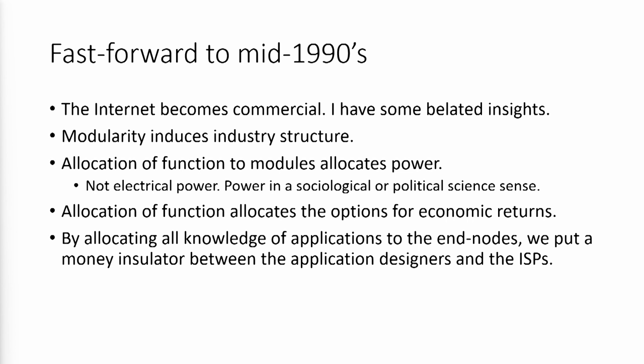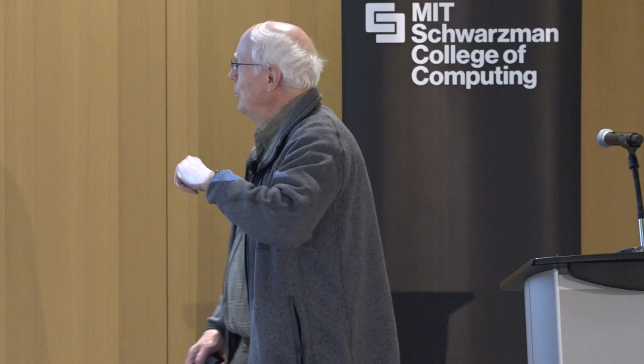Furthermore, allocation of function allocates the option for economic returns. In an ecosystem that's being built by the private sector, every element must be able to make money. If, because of the modularity, you've created something where one of the players can't make money, then the thing doesn't get off the ground. So allocating knowledge of applications to the end nodes, we put a money insulator between the application designers and the ISPs. There are these ISPs down there digging ditches and putting fiber in the ground and carrying poles and pulling bits around. And then there's Windows, and then there's Google up there doing all kinds of stuff that generates value. And it's not trickling down to the ISPs. And that has created a tension which we are still dealing with today.